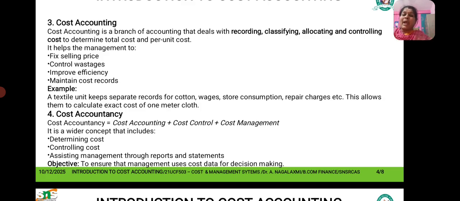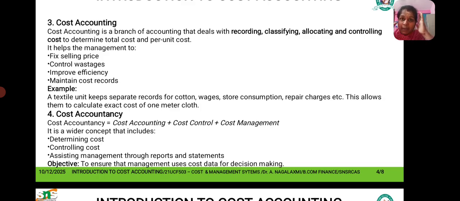So it's a wider concept. It is not a narrow concept. It is a wider concept. It determines cost. It controls cost. It assists the management through reports and statements. So it's a very, very important concept, cost accountancy.